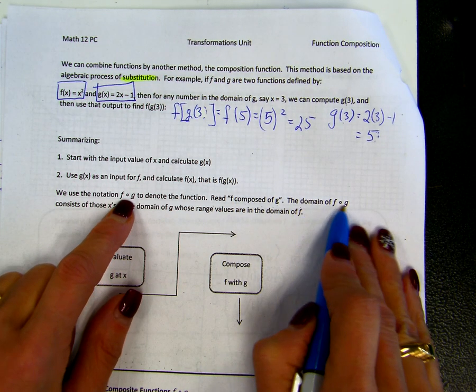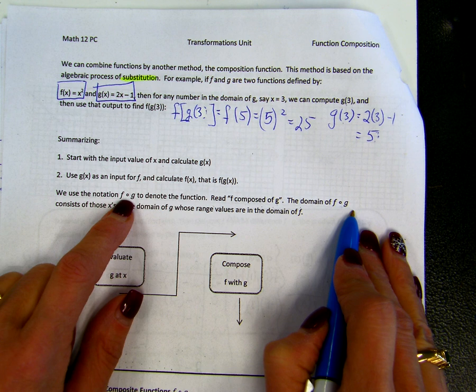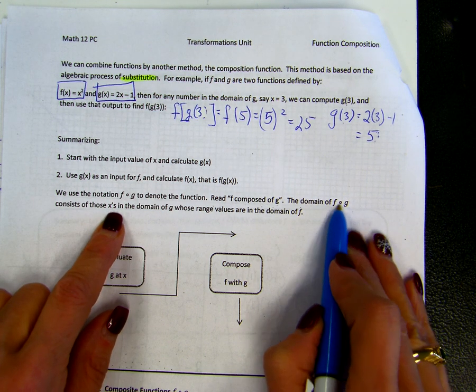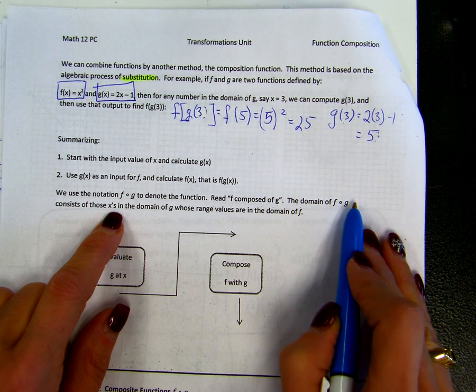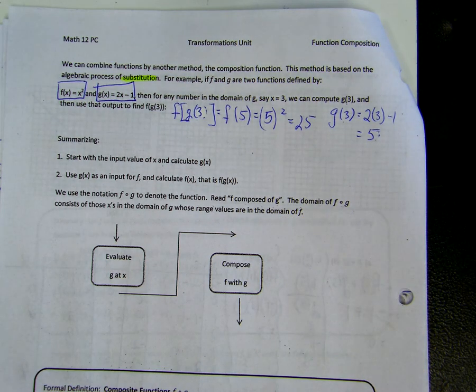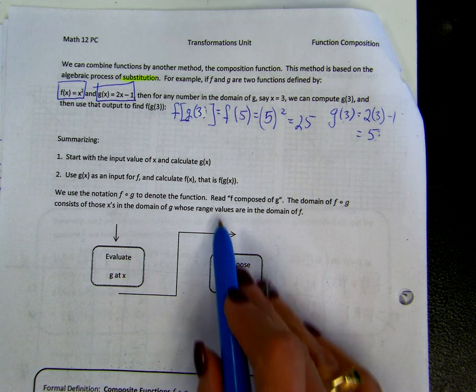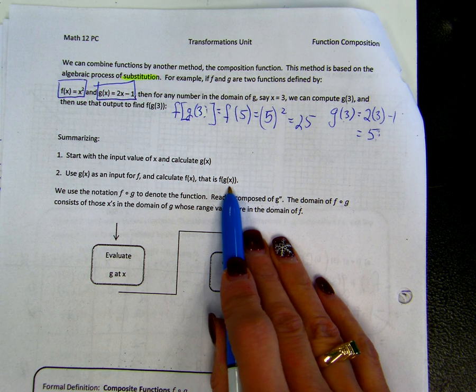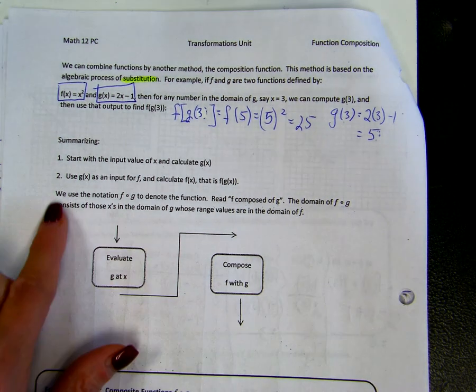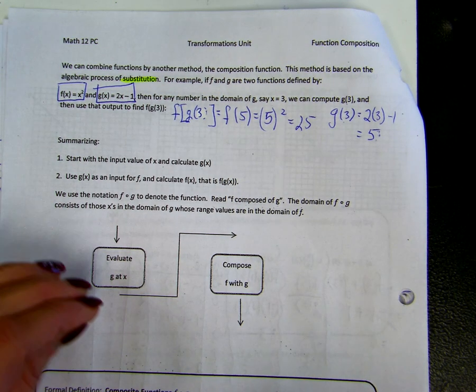The domain of f composed of g can get complicated because it consists of the x's in the domain of g, that the output of that is in the domain of f. And so you can get all kinds of restrictions that you may not have thought of. Okay, so first of all, g at x has to be defined, and then what comes out of g at x has to be defined in f. We'll get to that. I'm going to give you a diagram to help you visualize this.